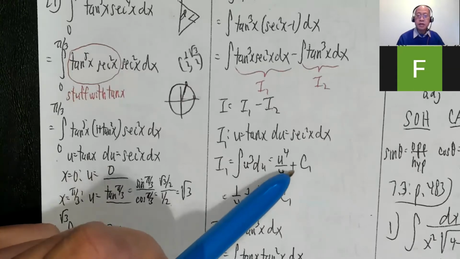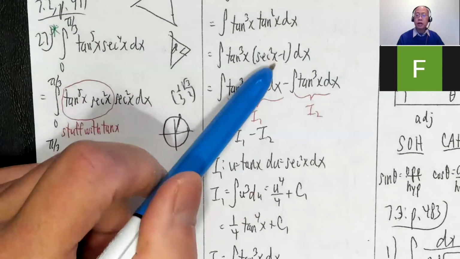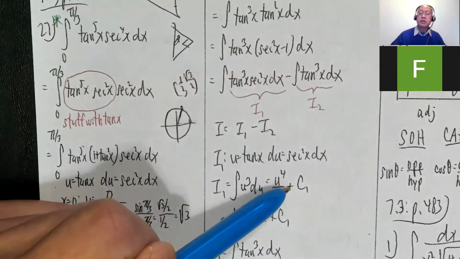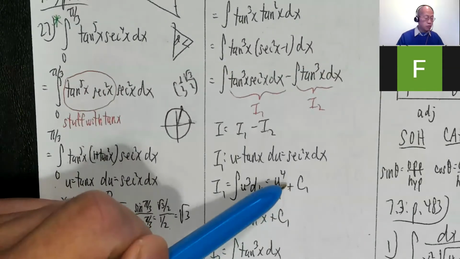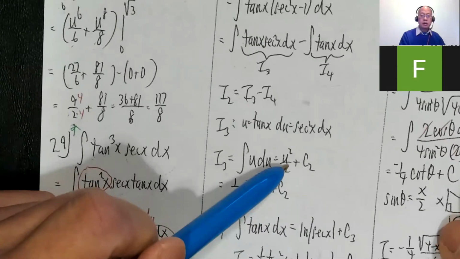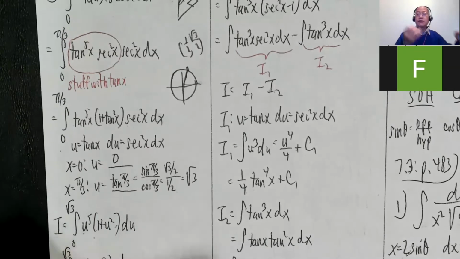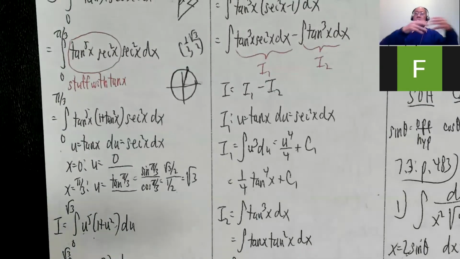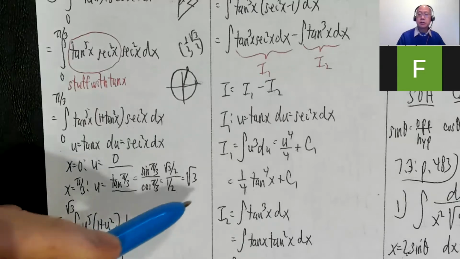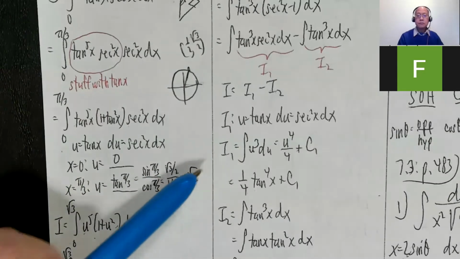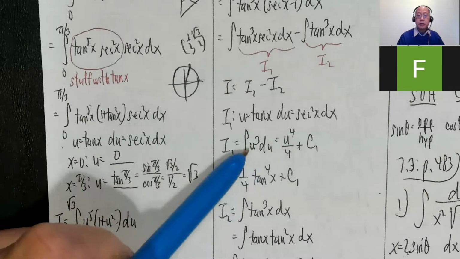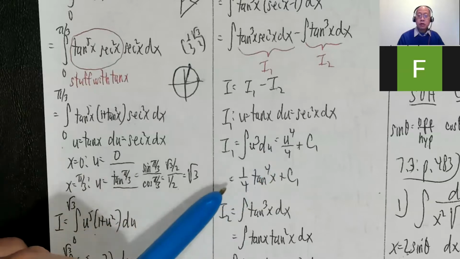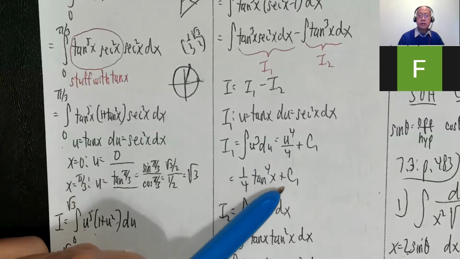And the reason why I put plus C1 is we've got so many integrals floating around here. You can't just call them all C because that implies they all have to be the same, but they don't have to be the same. So I'm going to use C1, C2, C3. But at the very final answer, you have a C1 and a C2 and a C3 and C4. We put them all together, then you can just say plus C. All right, so that becomes u to the fourth over 4. So 1/4 tangent to the fourth x plus C1.